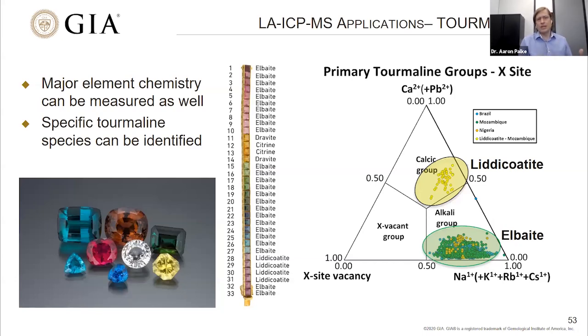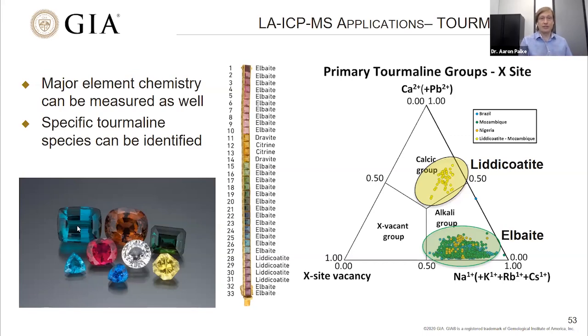So most gem tourmaline on the market is elbaite, but if you look at tourmaline mineralogically, it's this big family of different kinds of minerals, from liddicoatite to elbaite to dravite and uvite, with slightly different chemistry in all these different mineralogical species. So we can use this technique, LA-ICP-MS, to measure the major element chemistry of these different tourmaline species and identify them in the lab.